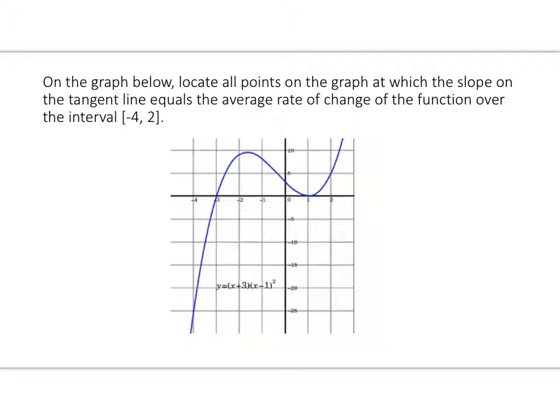So again, we want to know all the points on the graph where the slope of the tangent line is going to equal the average rate of change between my endpoints. So my endpoints are -4, so right here, and +2. So there's my straight line. It's a little bit off. Let me move it down just a little bit. Looks a little bit better.